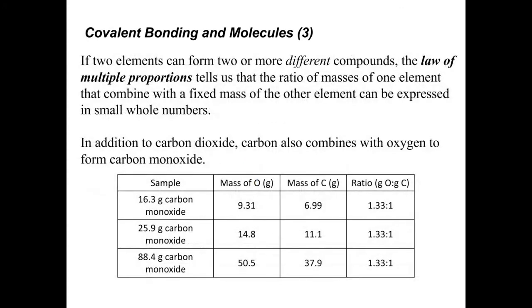This is a very similar idea: the law of multiple proportions. Again, this tells us that if I have different ratios, then I have different combinations, or different molecules. If 2 elements can form 2 or more different compounds, the law of multiple proportions tells us that the ratio of the masses of one element that combine with a fixed mass of the other element can be expressed as small whole numbers. Again, it just means that if we have atoms coming together in different ratios, then we have different compounds.